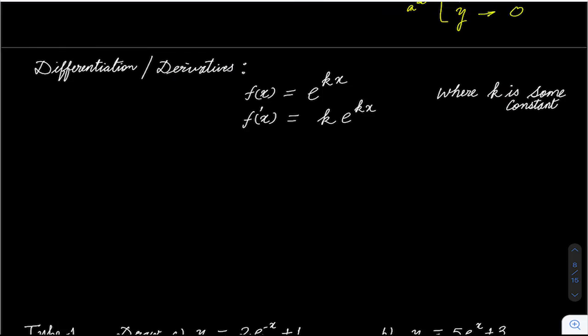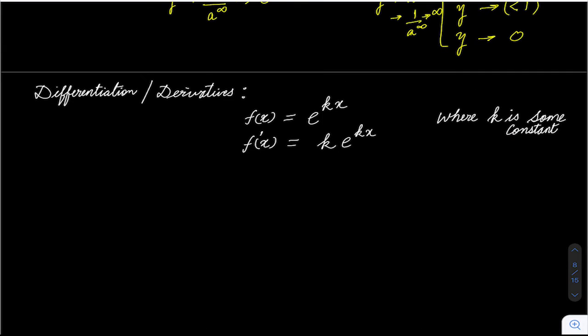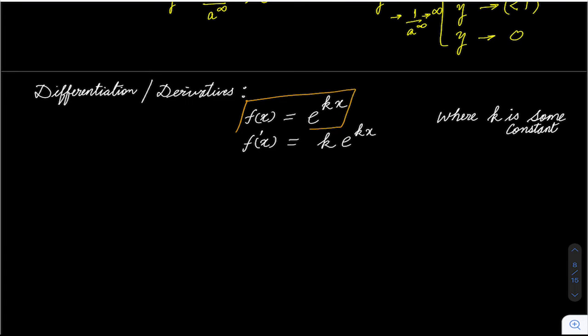Now let's move ahead. The first thing that we should know is differentiation or derivatives of exponential functions. So let's take an exponential function f(x) equal to e power kx, where k is some constant. Now what's the differentiation of this? Differentiation of this will be k multiplied by e power kx. So for example, you want to differentiate d by dx of e power 2x. That will be nothing but 2 times e power 2x.